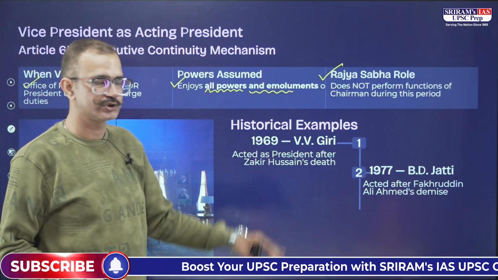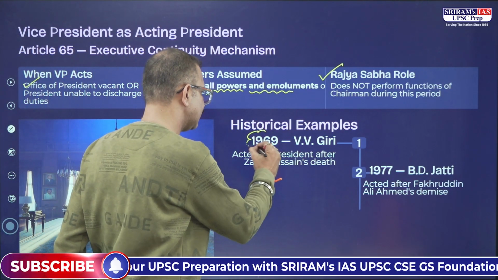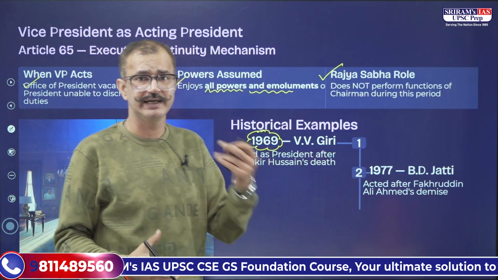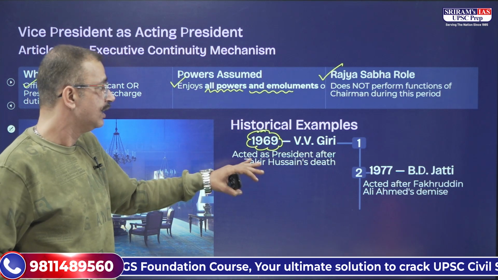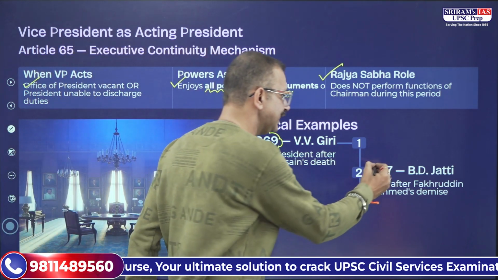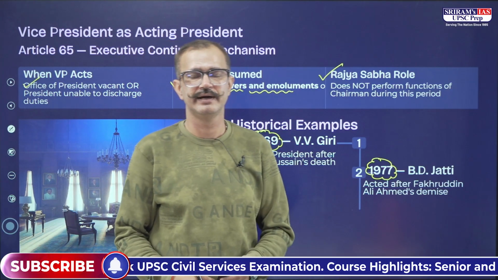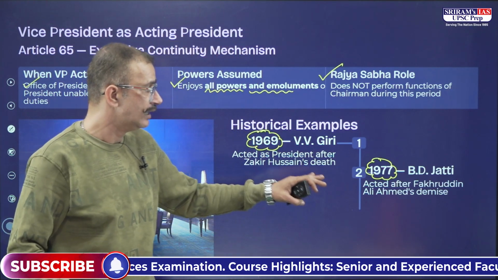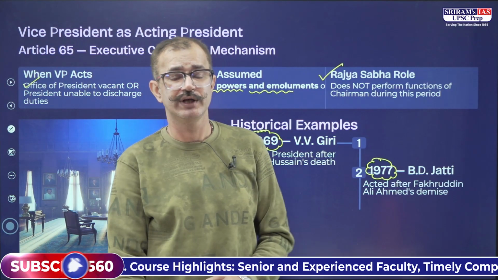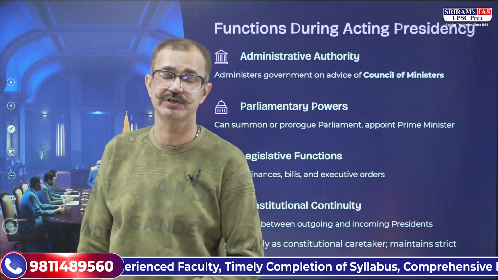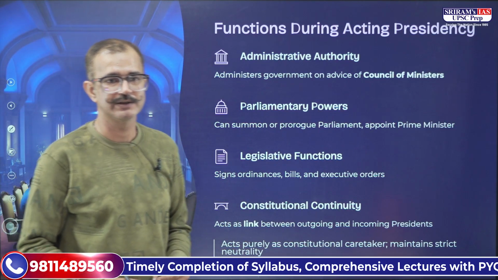Alright, there have been two historical examples. In 1969, V.V. Giri, who was then the Vice President, acted as the President after the death of Zakir Hussain, and in 1977, B.D. Jatti acted after the demise of Fakhruddin Ali Ahmed. Alright, so these have been the two historical examples when the Vice President has discharged the functions of the President of India.